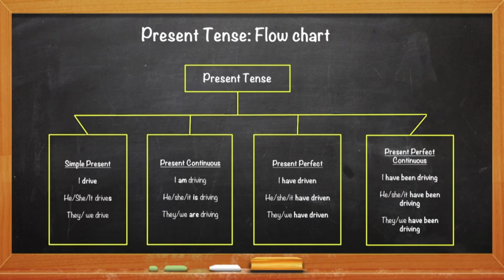Here is the flow chart. Perhaps it will help you to understand how tenses are done. So, present tense, the broader umbrella under it, you have simple present, you have present continuous, you have present perfect and you have present perfect continuous. Please look at the various examples.